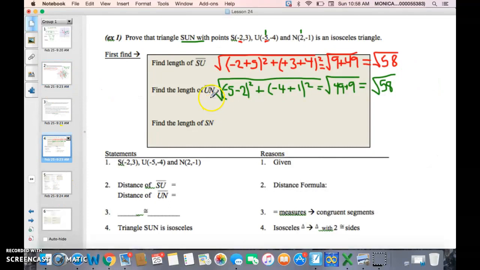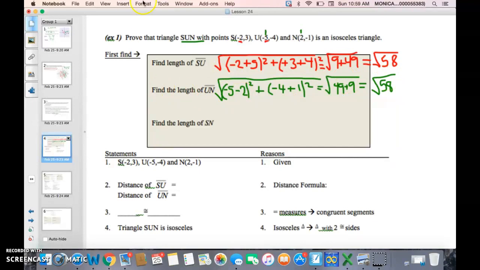And then you're going to do the same thing for UN. In this case, I got right here, negative 5 minus 2 is 7 again. And then negative 4 plus 1 is 3 again. So that's going to leave me with 9 plus 49, which is the square root of 58. Now, because I know those two are congruent, I'm not even going to go back and do SN.